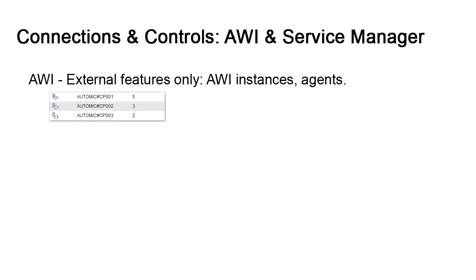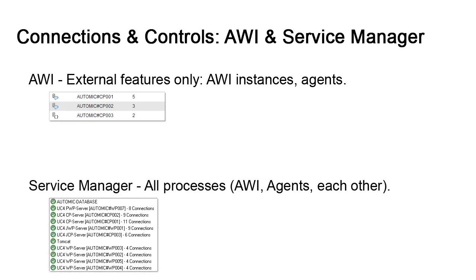Let's explain the number of connections associated with each process, both in AWI and Service Manager, because they convey different information. In AWI, the Connections field shows the number of direct connections to external features only. It shows the connections that are established between this particular process and features like AWI or the agents. By contrast, the Service Manager shows all connections. That includes both the external features like AWI, but also those within AE. This is because processes are in constant communication with each other. Service Manager shows those as well.